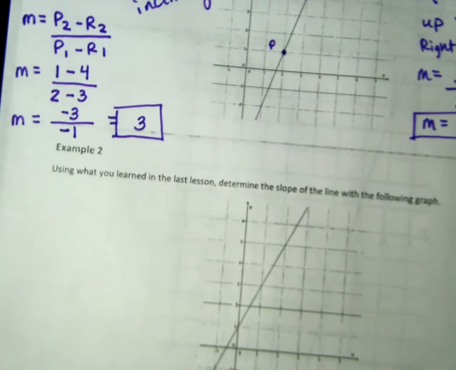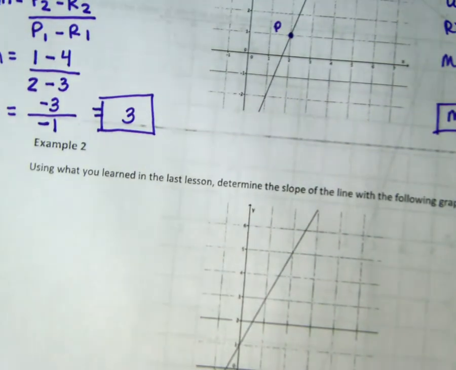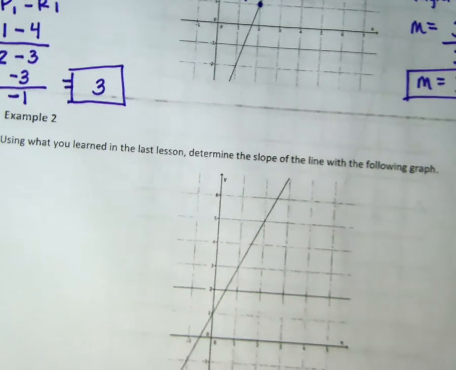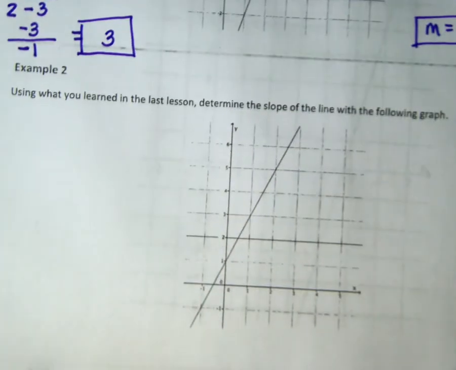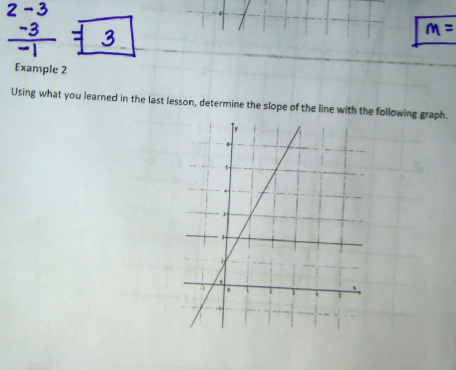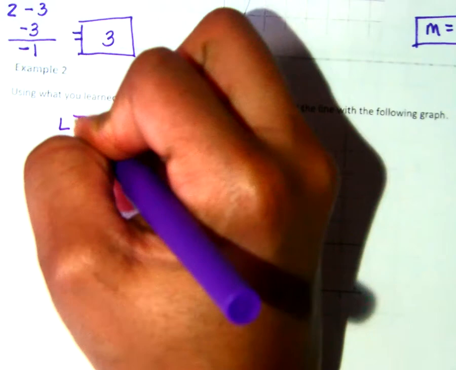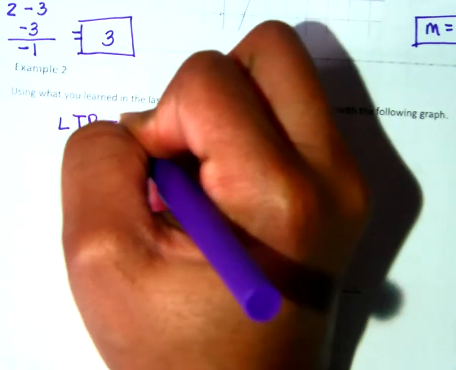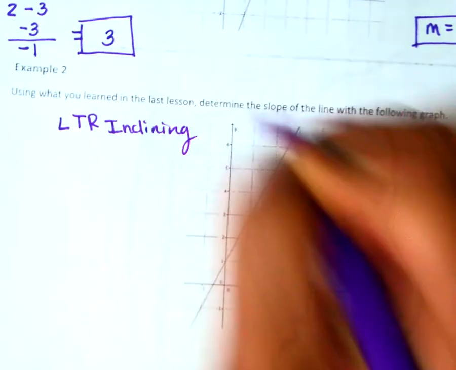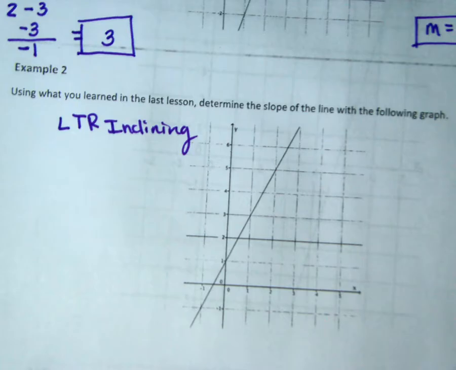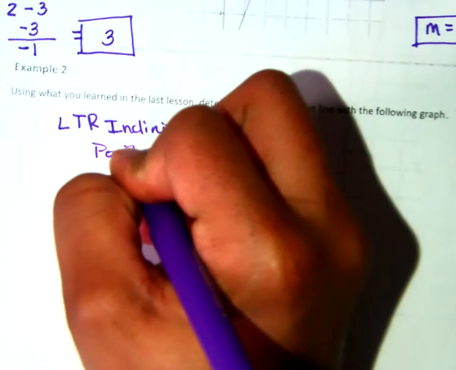Take a look at example 2. Example 2 says, use what you learned from the last lesson to determine the slope of the following graph. A couple of questions I have for you is, what type of line am I being presented? Is this left to right inclining or left to right declining? All right, this is going to be left to right inclining. So that means my slope is going to be positive.